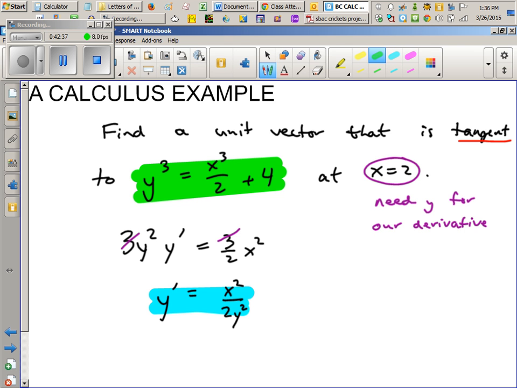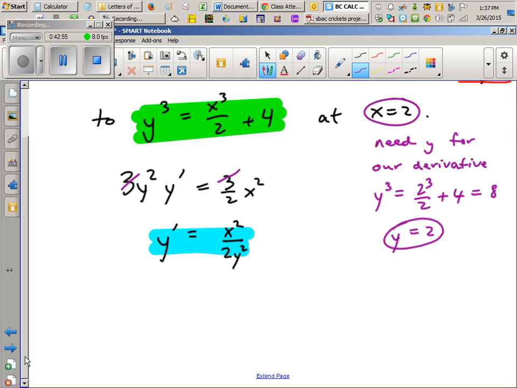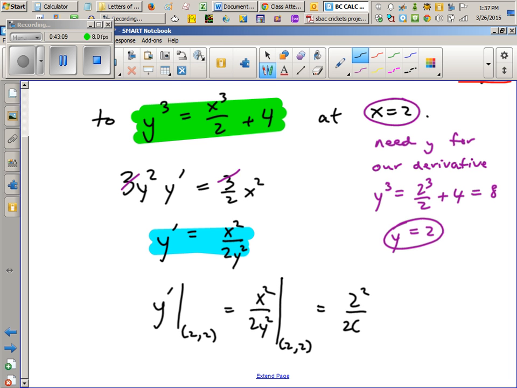Okay. So let's go ahead and plug in the 2. That way we'll have a y value to go with our x value. But this just comes out to be 8. In other words, y is also 2. So now we're ready to find y prime. Y prime at the point 2, 2 is x squared over 2y squared at the point 2, 2. In other words, it's 2 squared over 2 times 2 squared, 1/2. Okay, are we done with this problem?